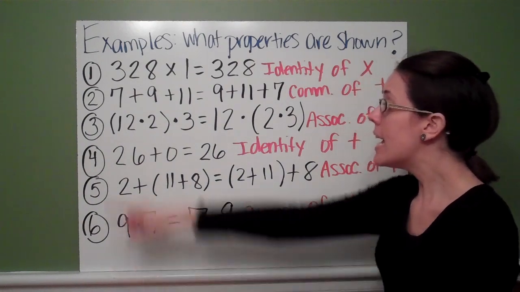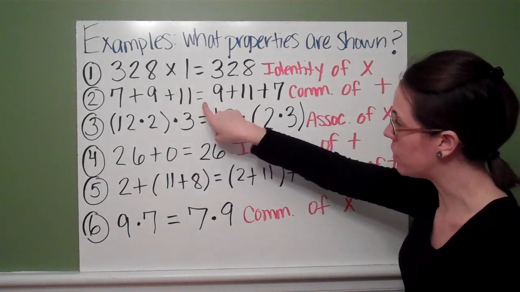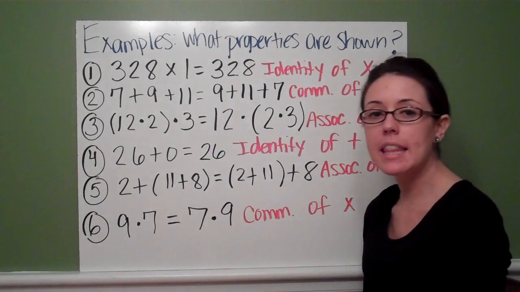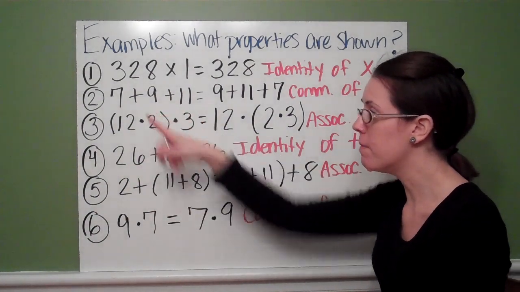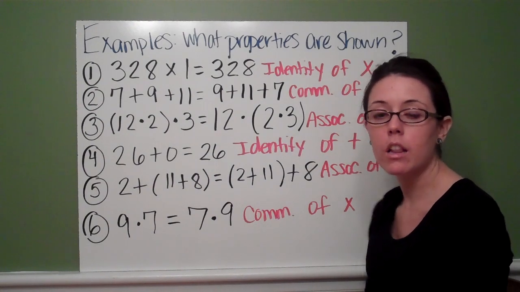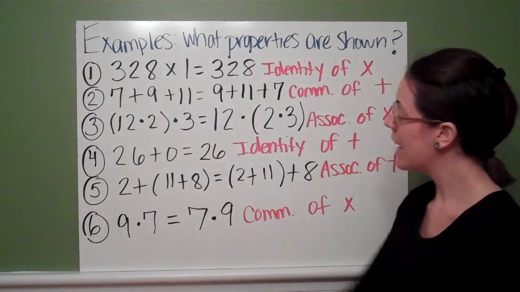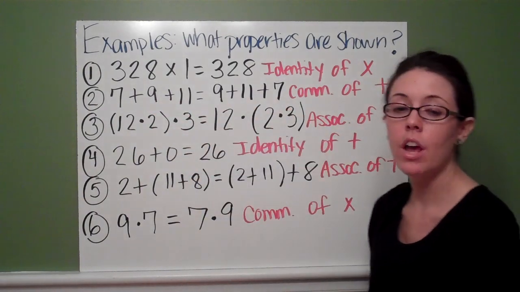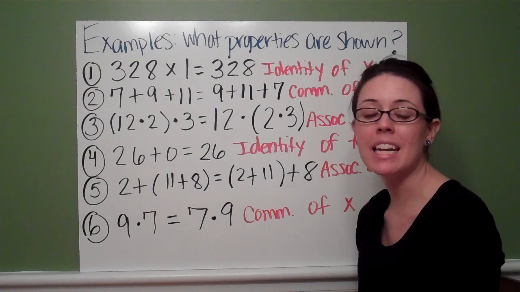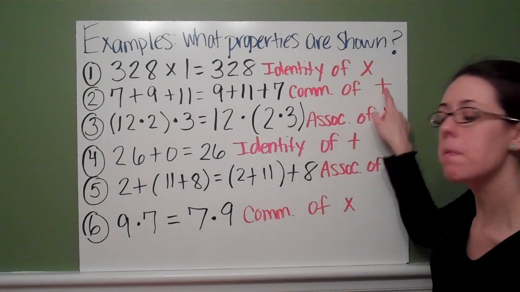Example number 2. 7 plus 9 plus 11 is equal to 9 plus 11 plus 7. In this example, it is obviously addition. Now you must decide, is this the commutative or associative properties? Look at the order of the numbers. 7, 9, 11, 9, 11, 7. You can see that the order of the numbers is different. You can add numbers in any order. That is the commutative property of addition.